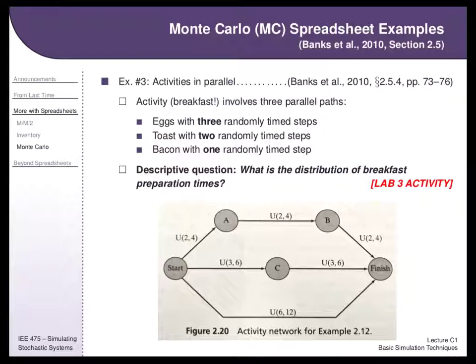So take 30 seconds or so and talk to your neighbor. And give me your guess as to why the average for the whole activity network might be more than 9. And just try to think it through. It's a puzzle.